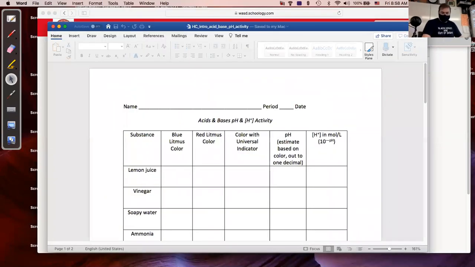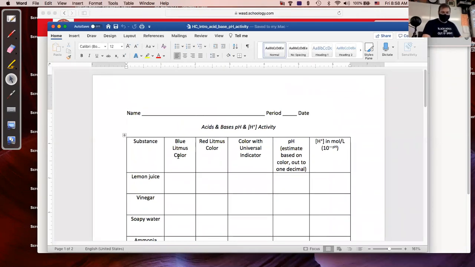and I'll test with both blue litmus paper, and if it's blue and stays blue, then it's either neutral or a base. If it's red and stays red, then it's an acid. If it changes blue, then it's a base. So basically, if it's blue and changes to red, it's an acid. If it's red and changes to blue, it's a base. But if blue and red stay the same color, then it happens to be neutral.